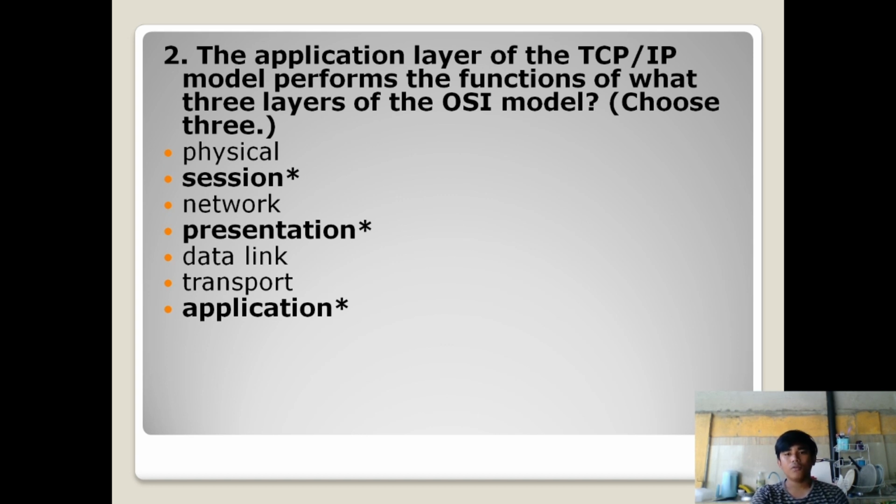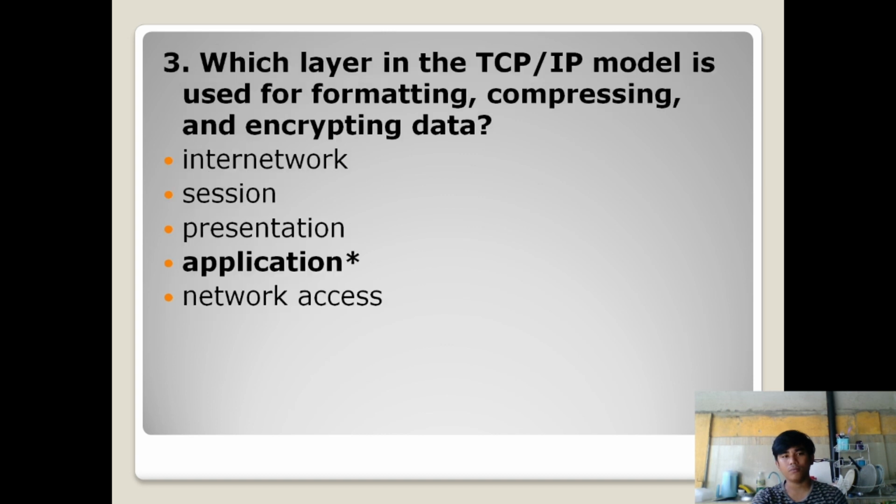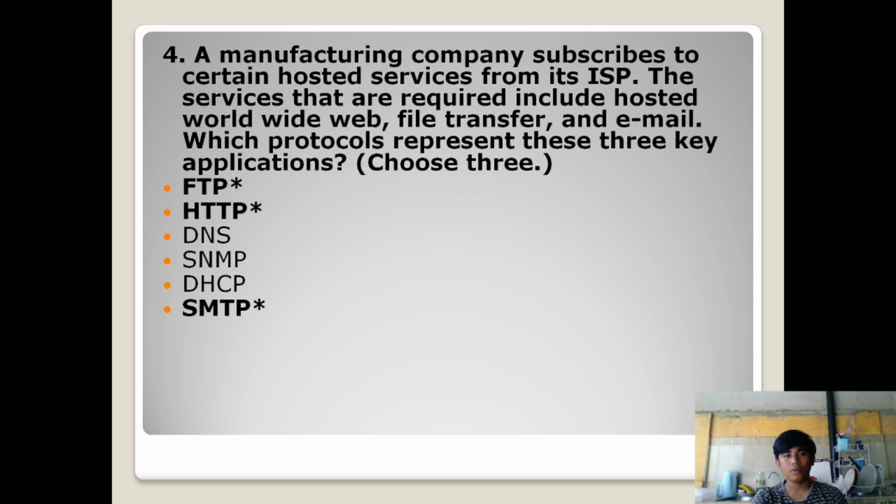The application layer of the TCP/IP model performs the function of what three layers of the OSI model? Choose three. So first is the session, second is the presentation, and third is the application. Which layer in the TCP/IP model is used for formatting, compressing, and encrypting data? So my answer in this question is the application.